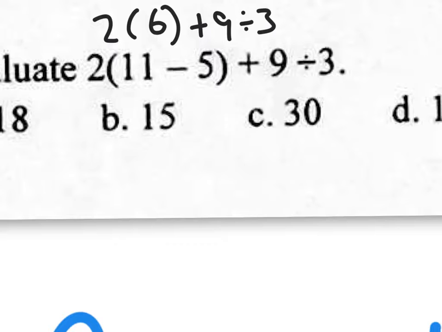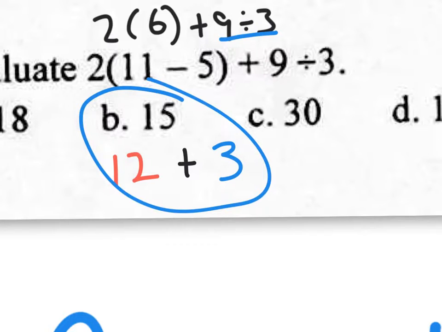Okay, so we now have multiplication, addition, or division. Well, it's either multiplication or division, and whenever you're faced with both, you go from left to right. So let's do the 2 times 6, which is 12. And then let's bring down that plus sign, and next do the 9 divided by 3, which is 3. So your final answer will be 15, because 12 plus 3 is 15.